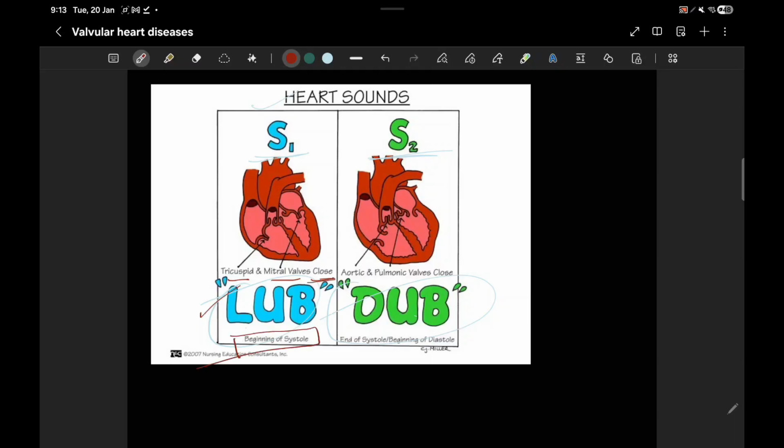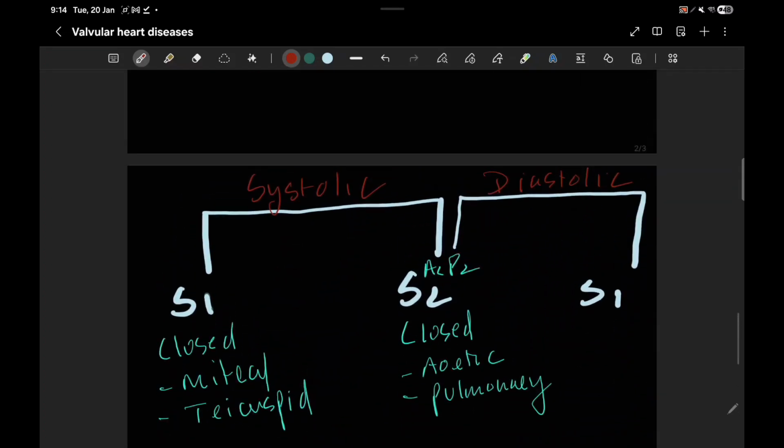And that is the beginning of the systolic phase. And the same with the S2 sound: when the aortic and pulmonic valves close, we hear the dub sound, and that is the beginning of the diastolic phase, as we discussed earlier. When the mitral and tricuspid close, we hear the S1, and that is the beginning of the systolic phase, and when the aortic and pulmonary valves close, we hear the S2.